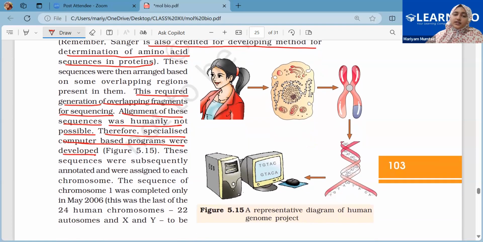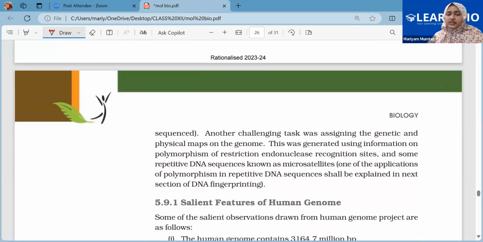Now, the sequences were subsequently annotated and were assigned to each chromosome. The sequence of chromosome 1 was completed only in May 2006. This was the last of the 24 human chromosomes, 22 autosomes, and X and Y to be sequenced.